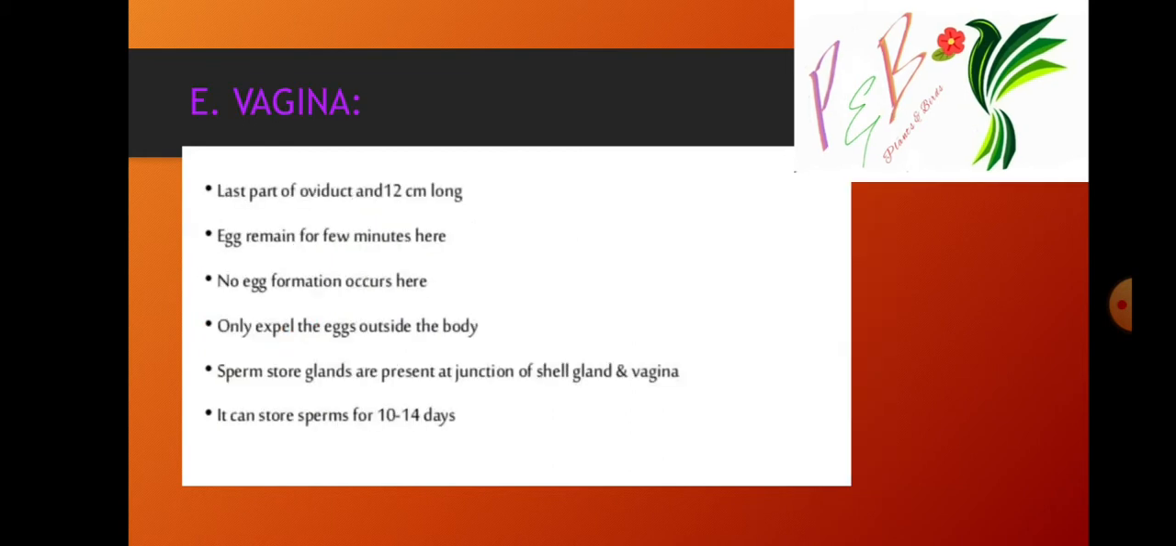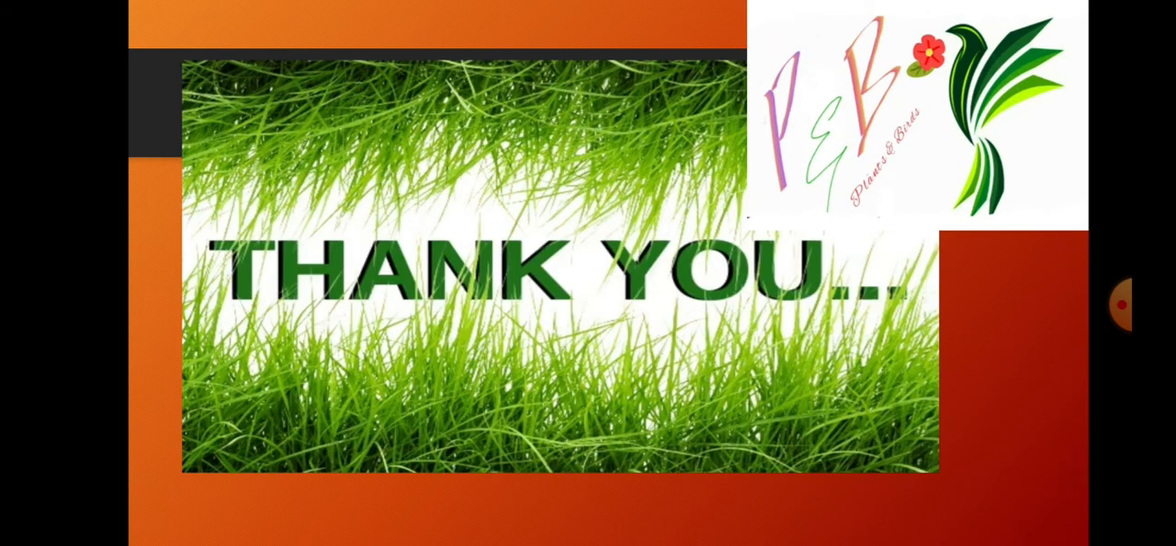Next, the vagina, the last part of the oviduct, 12 centimeters long. The egg remains here for a few minutes. No egg formation occurs here; it only expels the egg outside the body. Sperm storage glands are present at the junction of the shell gland and vagina. They can store sperm for 10 to 14 days. This is about the oviduct.